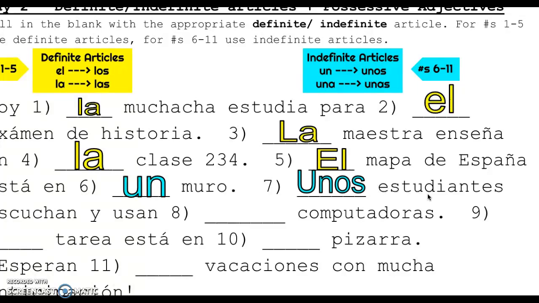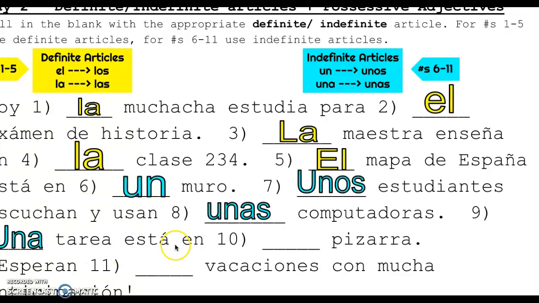I just chose unos because that's usually the default using the masculine article. So unos estudiantes escuchan y usan. Over here we have computadoras. We see it's plural, and we know computadoras is feminine, so it's unas. 9. Blank tarea está en blank pizarra. So tarea, looking at our word, we know is la tarea, so it's singular and feminine. So if we need an indefinite article, that's going to be una.